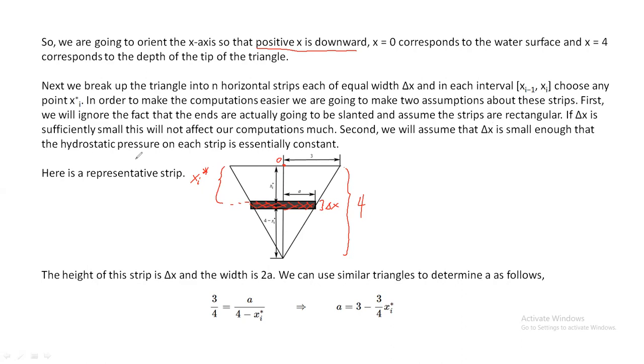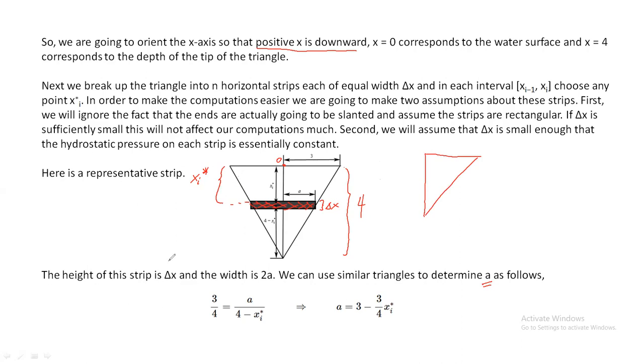Now, the height of the strip is delta x, as I have drawn, and the width is 2a. So this width, the entire thing, is 2a. We can use similar triangles to determine the a as follows. I'll draw here two triangles. I have one triangle here, which corresponds to half of this triangular plate, the original.